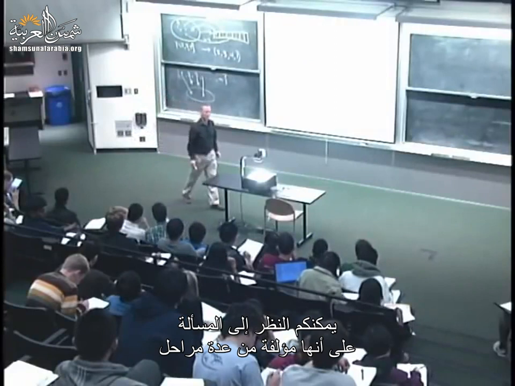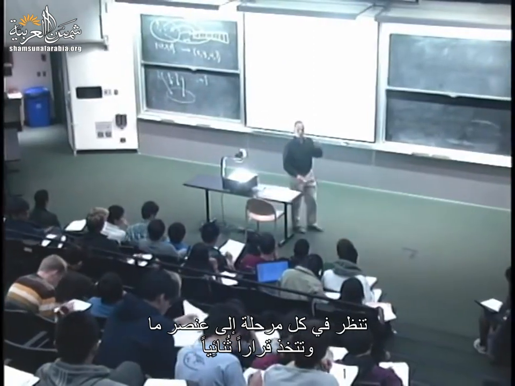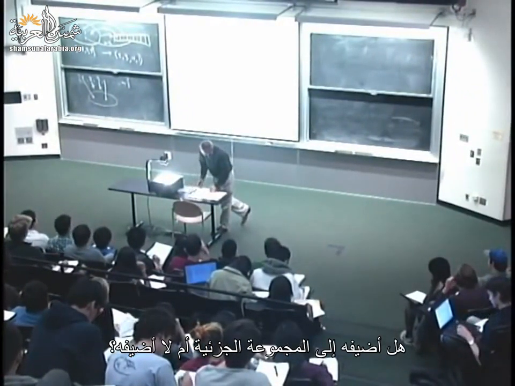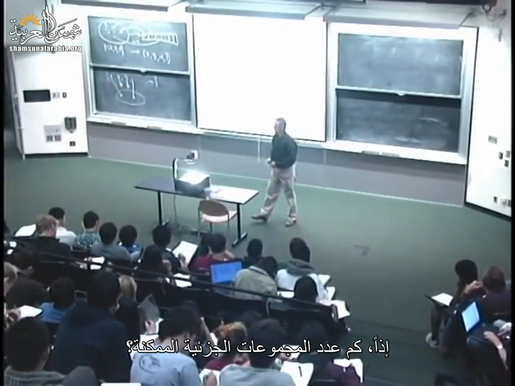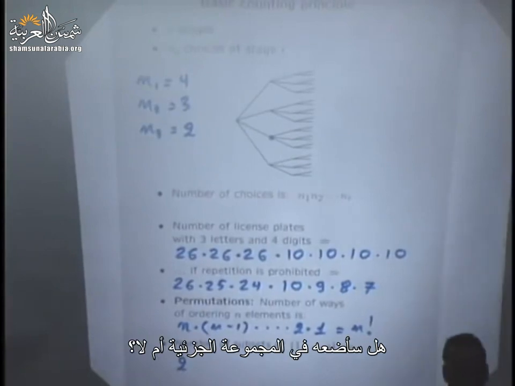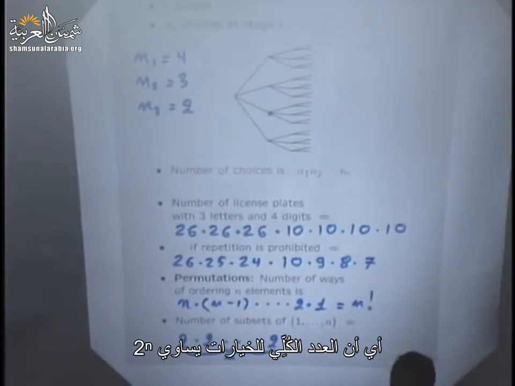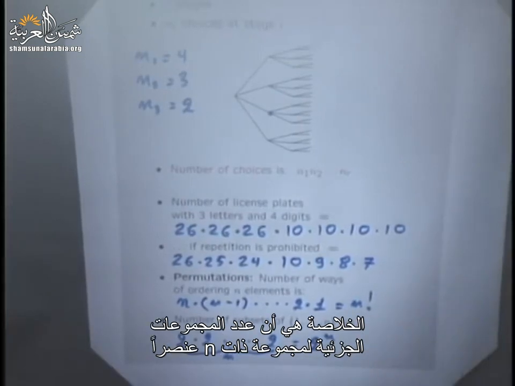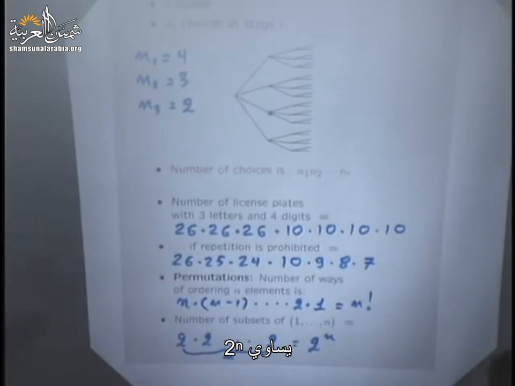So think of this as consisting of stages. At each stage, you look at one element and you make a binary decision. Do I put it in the subset or not? So therefore, how many subsets are there? Well, I have two choices for the first element. Am I going to put it in the subset or not? I have two choices for the next element and so on. For all elements, for each one of the elements, we have two choices. So the overall number of choices is 2 to the power n. So, conclusion, the number of subsets of an n-element set is 2 to the n.